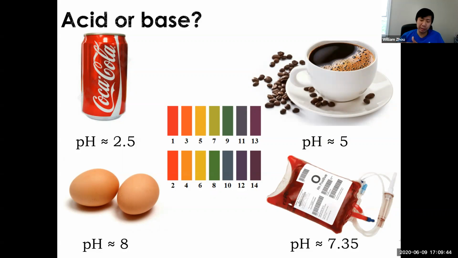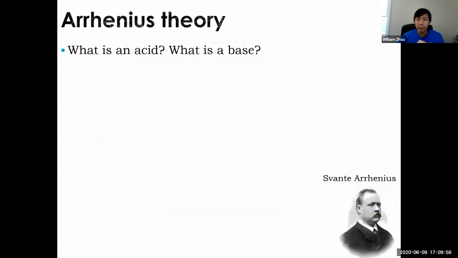But when it comes to blood, it has to be very specific, that number. It's slightly basic, okay? So your blood is technically a base, a very low pH base. So this brings us to the question, what exactly is an acid and what is a base?